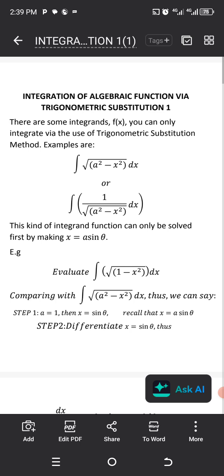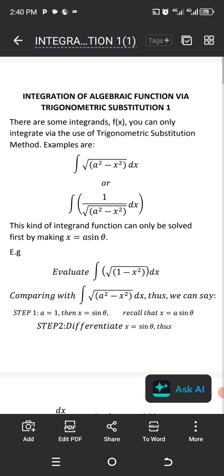But there are some algebraic functions, or integrals, that will be given where you cannot apply the direct substitution method. So that is why we'll be working on this topic today, because it tells you how to solve some algebraic function integrals where we are going to apply the trigonometric substitution method. You are still going to apply the same method, but in the form of trigonometric substitution. It has three formats, actually.